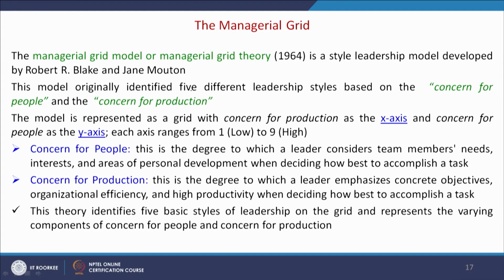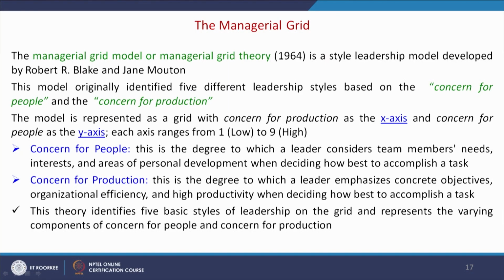The X axis represents the concern for production and the Y axis represents the concern for people, and how this concern is rated by employees and leaders on a scale of 1 to 9, that is from low to high. So, according to this managerial grid, 2 concerns have been highlighted: concern for people and concern for production.